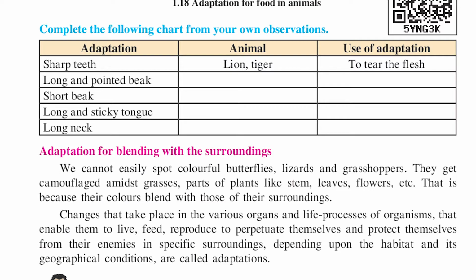Adaptation for blending with the surroundings. We cannot easily spot colorful butterflies, lizards, and grasshoppers. They get camouflaged amidst grasses, parts of plants like stem, leaves, flowers, etc. That is because their colors blend with those of their surroundings.